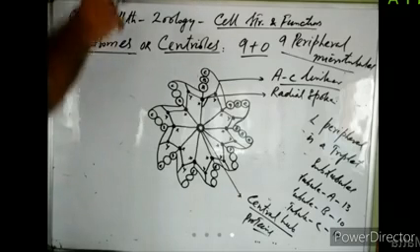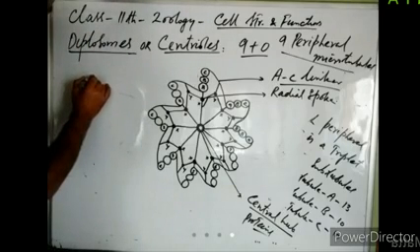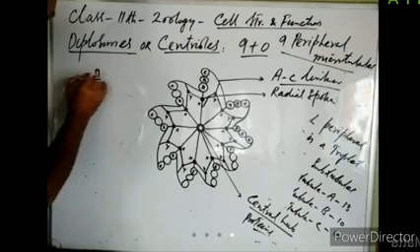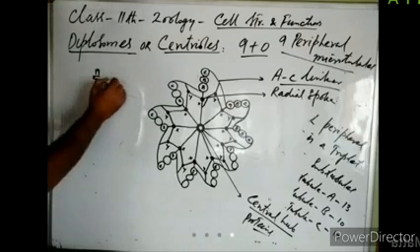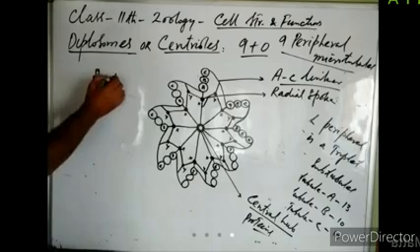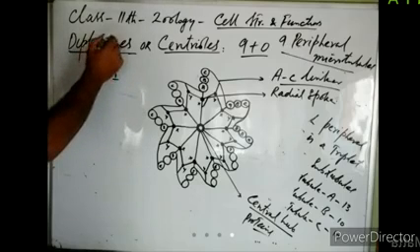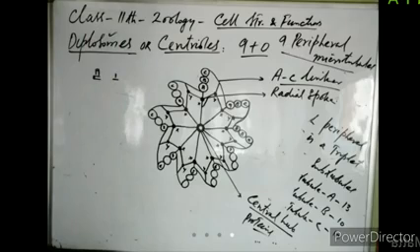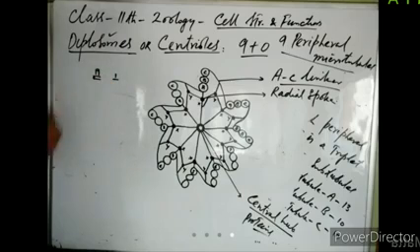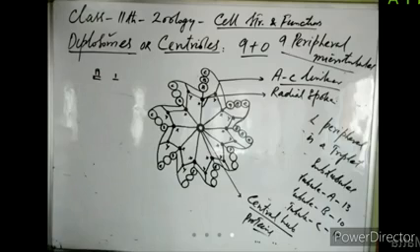Diplo means two, because they are always present in the form of a pair. This is one centriole, this is another centriole. They are always in the form of a pair, and they are lying perpendicular to each other. So this pair of centrioles, which always remains together, is known as a diplosome because it is formed of two centrioles. So centrioles are always in the form of a pair. That is why we call them diplosomes.